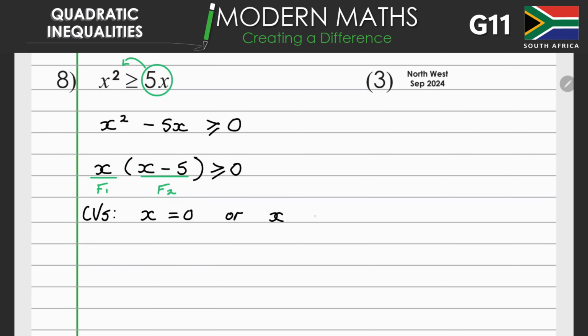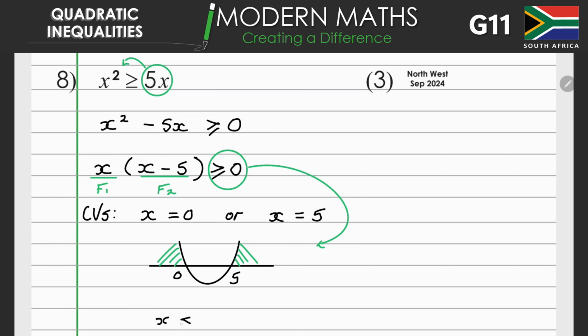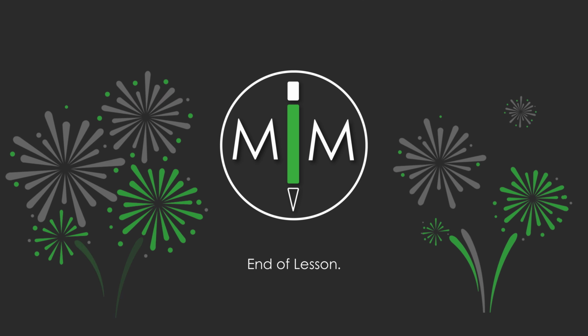Once we get our critical values, we draw our parabola as always. This one is just a stock standard happy face because the number in front of x squared is positive. And we want the portions greater than or equal to 0. So we shade the outskirts to give our solution of x is smaller than or equal to 0 or x is bigger than or equal to 5.